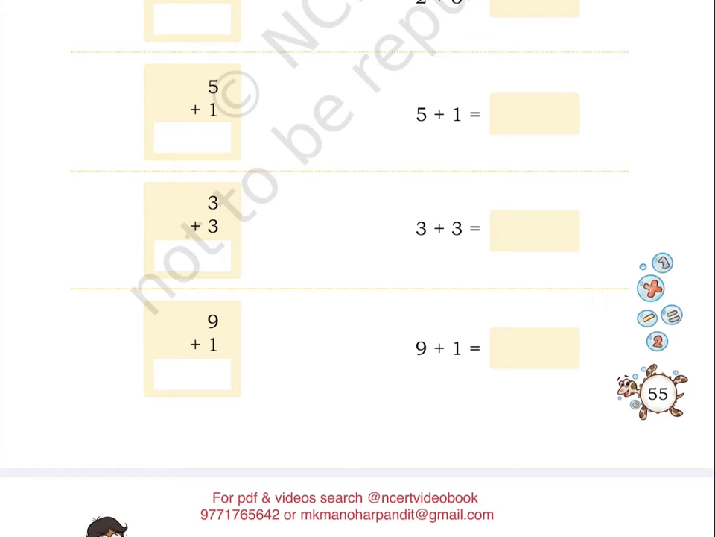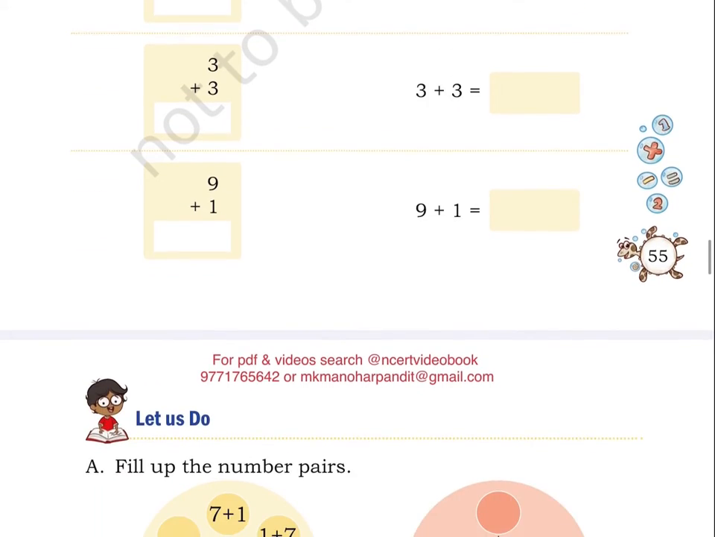On the right side, 2 plus 3 is equal to blank is given. In the second picture, 5 plus 1 is equal to blank is given. In the third picture, 3 plus 3 is equal to blank is given. In the fourth picture, 9 plus 1 is equal to blank is given.